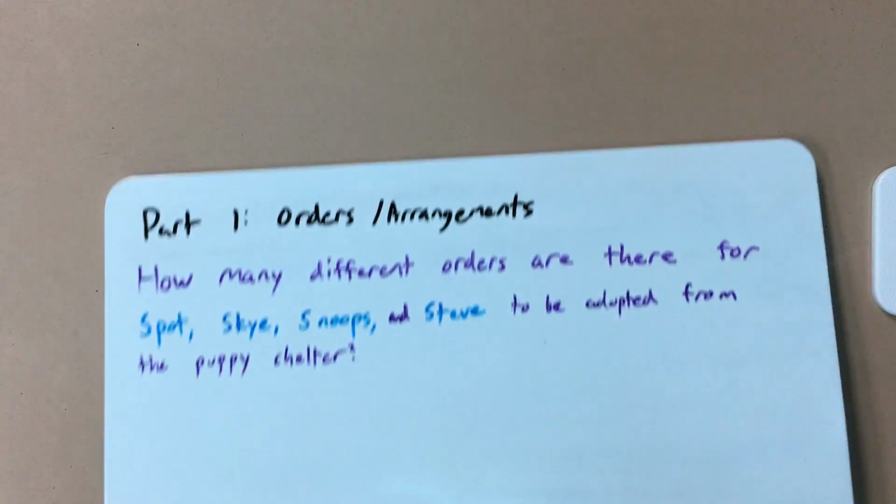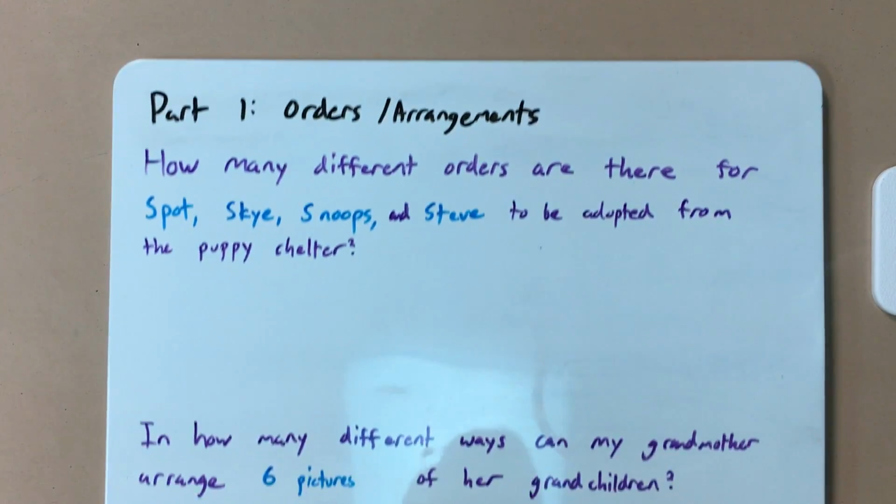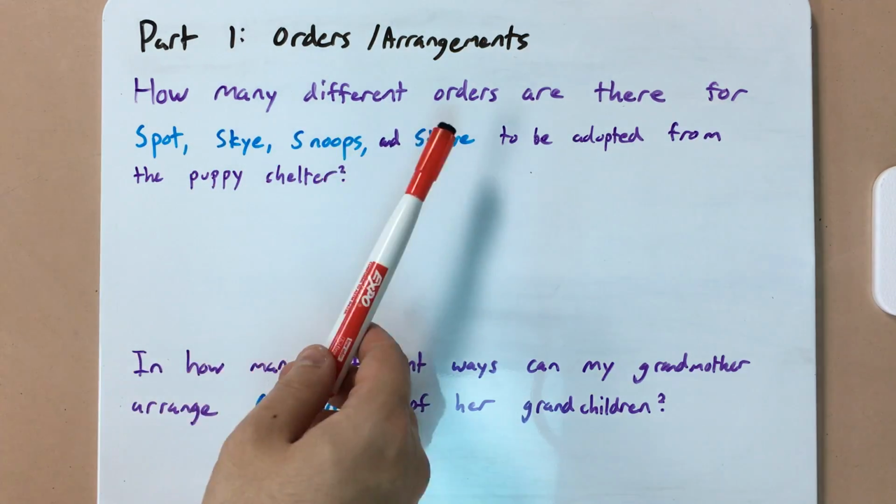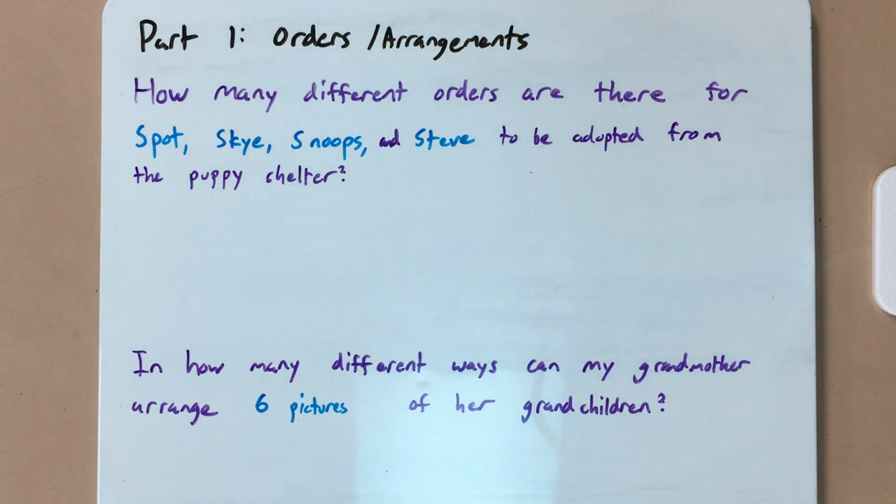And the first one is just thinking about orders and arrangements. For this part, I want to start with a wholesome example of puppies at a puppy shelter. We have Spot, Sky, Snoops, and Steve. And we're trying to see how many different orders there are for them to all be adopted.